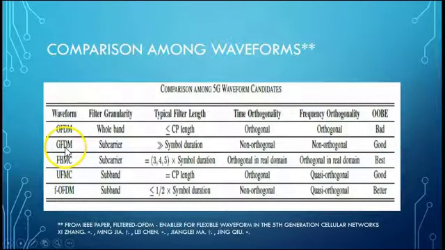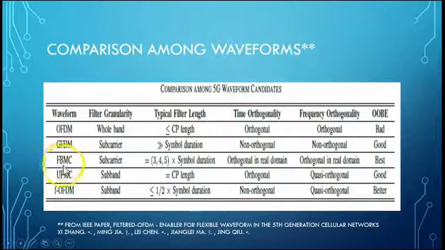Then there is generalized frequency division multiplexing, where the filter granularity is over subcarriers instead of the whole band. Here the filtering spans over subcarriers, and the filter length is greater than the symbol duration, and we are talking about a completely different kind of waveform, where the waveform is non-orthogonal in time and frequency. But one advantage of using this waveform is that out of band emission is good, which means there is not much out of band emission.